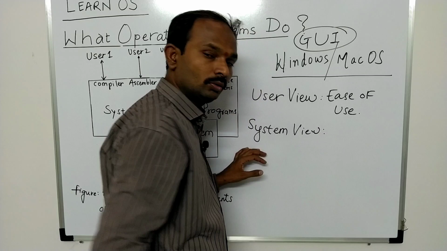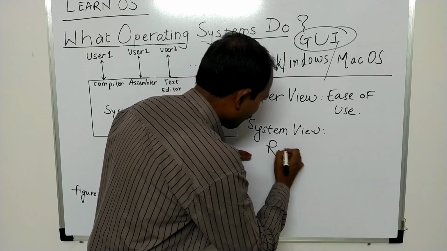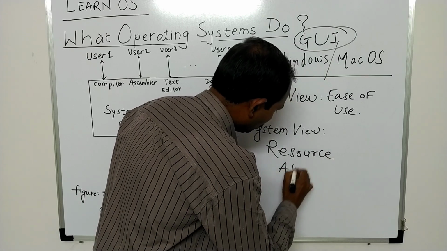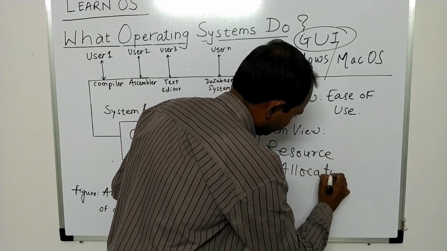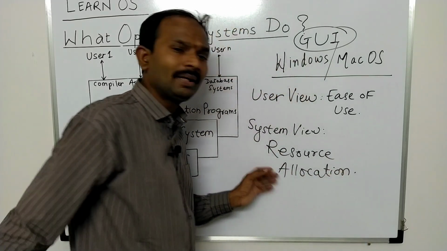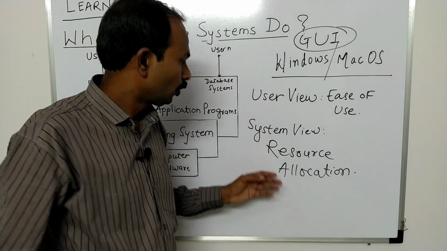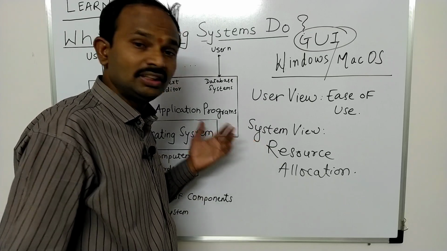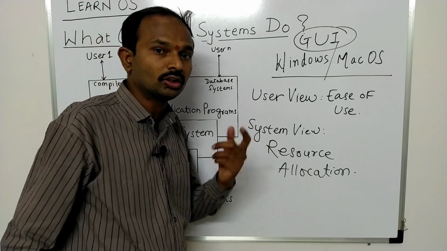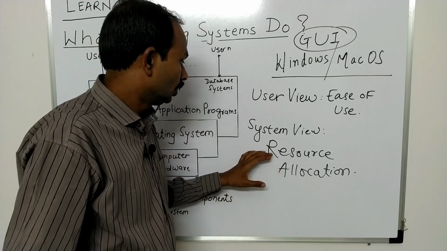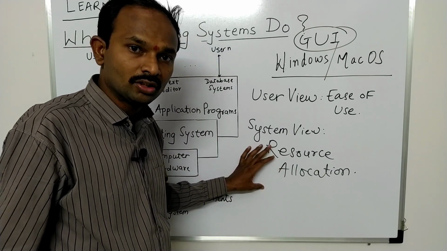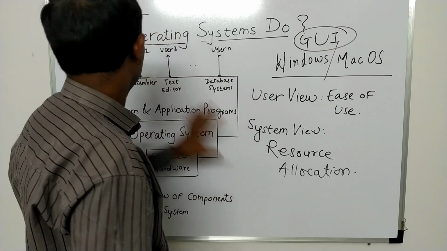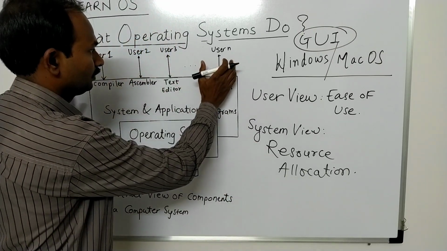What is the system view? The system view is resource allocation. So what is meant by resource allocation? For the operating system, there are so many resources. Everything is rather considered as a resource for the operating system. So in case of resource allocation, the operating system need not handle only the user request.